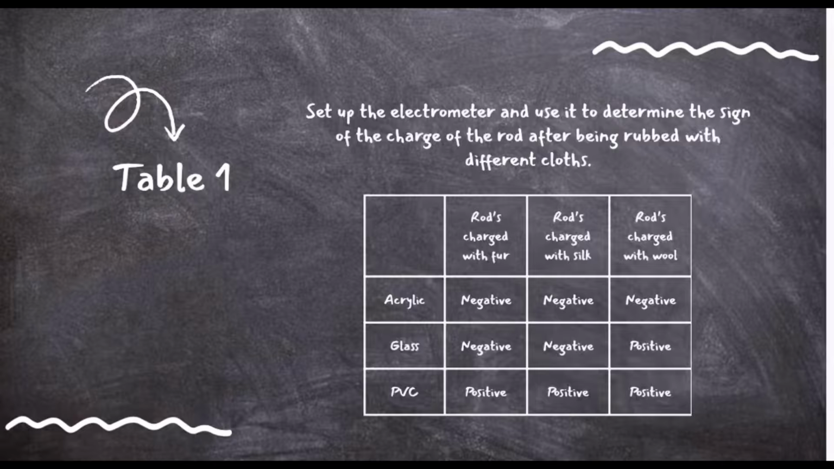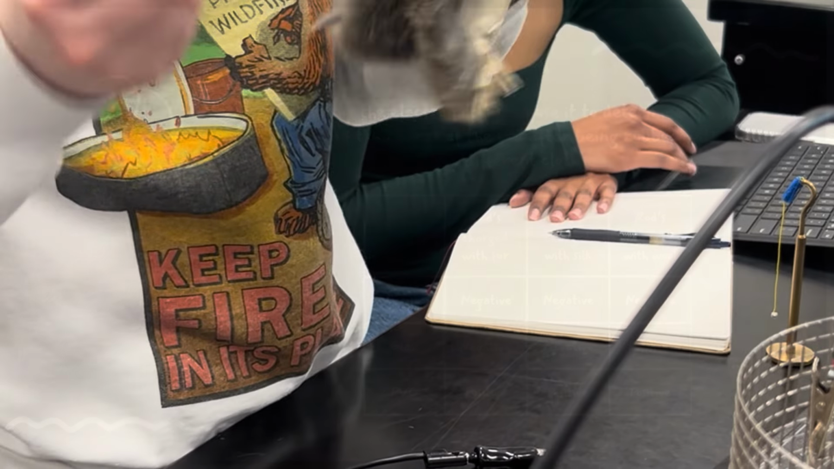Table 1. Set up the electrometer and use it to determine the sign of the charge of the rod after being rubbed with different cloths. For the acrylic rod, the charge was negative when rubbed with fur, negative with silk, and negative with wool.